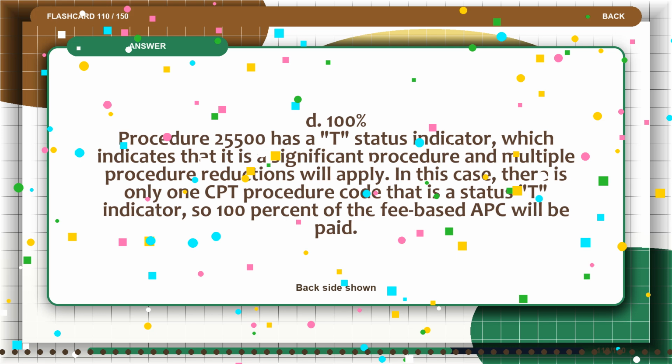The answer is D. 100%. Procedure 25,500 has a T-status indicator, which indicates that it is a significant procedure and multiple procedure reductions will apply. In this case, there is only one CPT procedure code that is a status T indicator, so 100% of the fee-based APC will be paid.